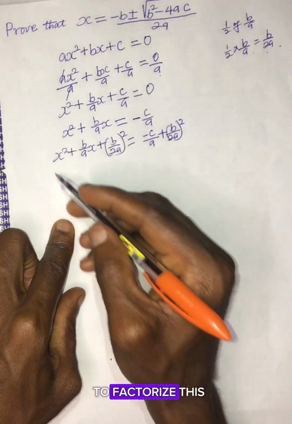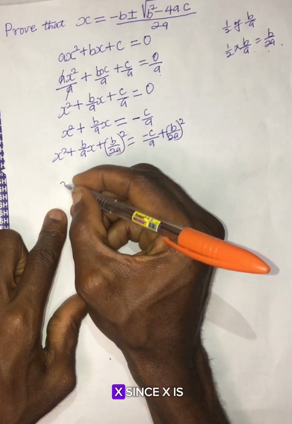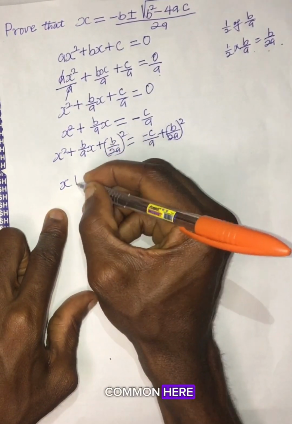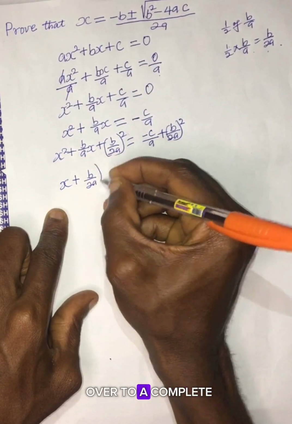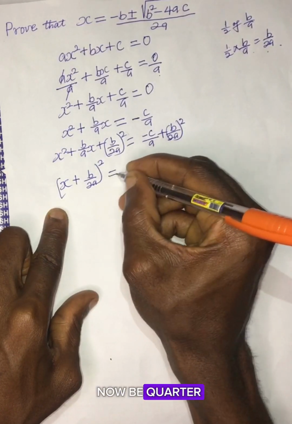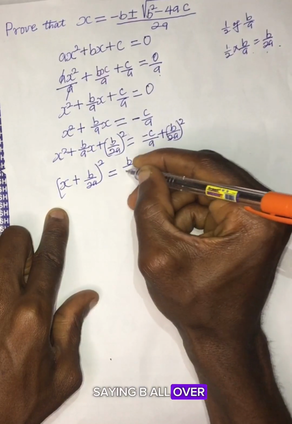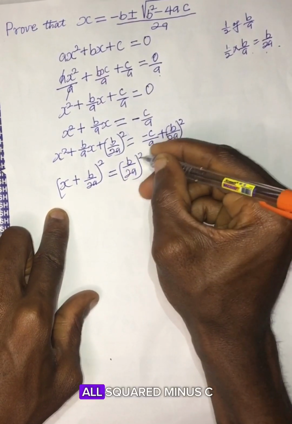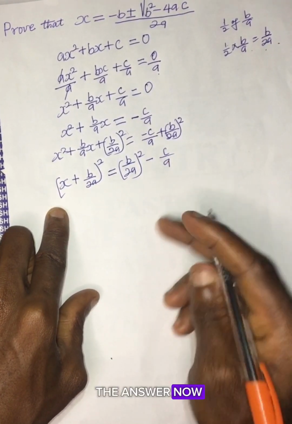Now, there's no need factorizing this. At this point, I'm going to take s, since s is common here, add it to whatever I have in the bracket, which is b all over 2a. Complete the square. To now be equal to, since I have a minus sign, let me rearrange by saying b all over 2a all squared minus c over a. We are arriving at the answer now.